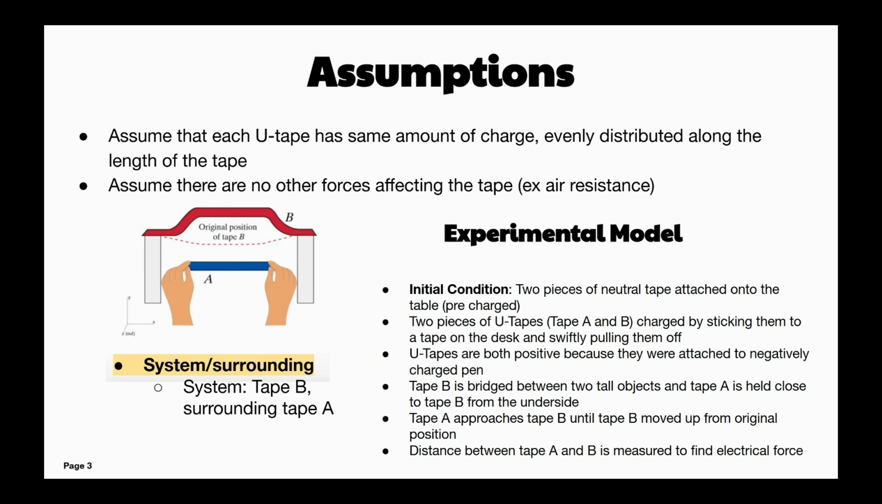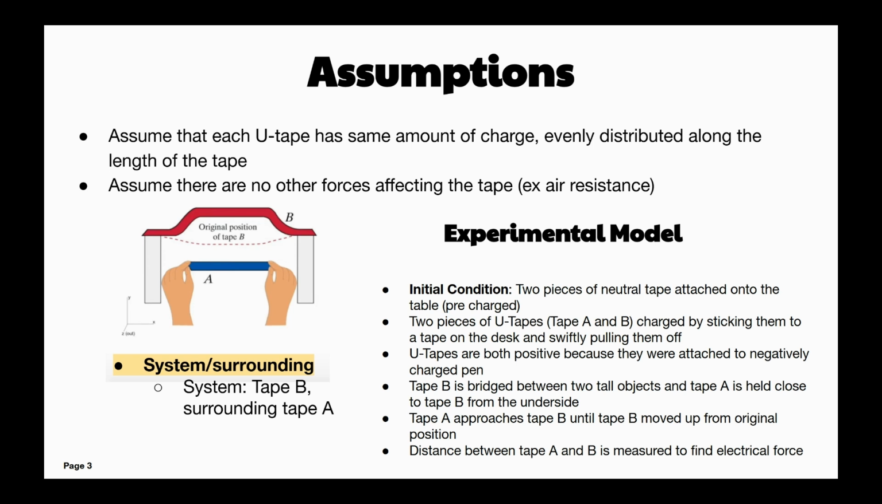For the experimental model, the initial condition was two pieces of neutral tape attached onto the table. Then two pieces of U tape, tape A and tape B, were charged by sticking them to a tape on the desk and swiftly pulling it off. The U tapes were both positive because they were attracted to the negative pen.